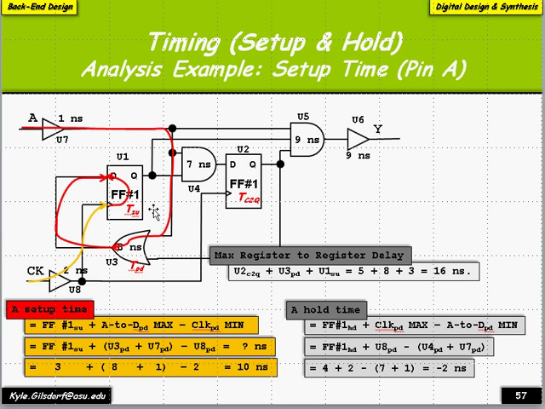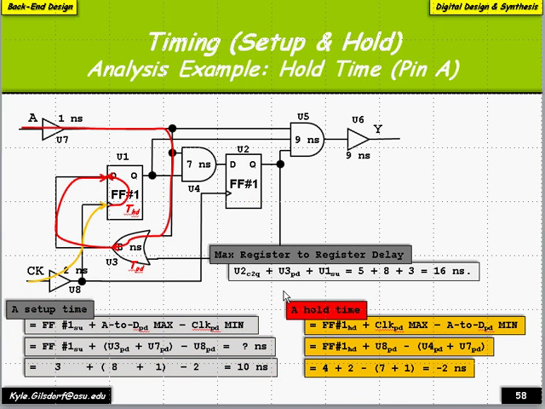So what we're going to see here is the setup time from pin A to the first flip-flop is going to be the setup time plus the data path all the way through to the flip-flop minus our clock skew, because you remember we subtract clock skew when we're doing setup. So let's break those numbers out. We're going to pass through U7, the buffer, and U3, the OR gate. And we're going to have the propagation delay of the clock taken into account. So 3 plus 8 plus 1 minus 2 gives us a setup time of 10 nanoseconds.